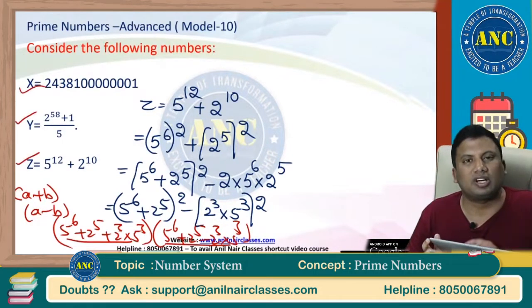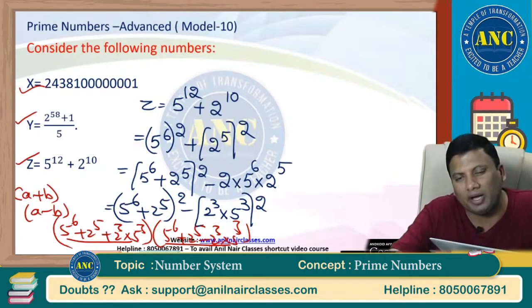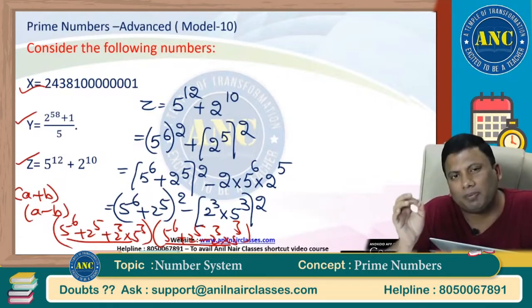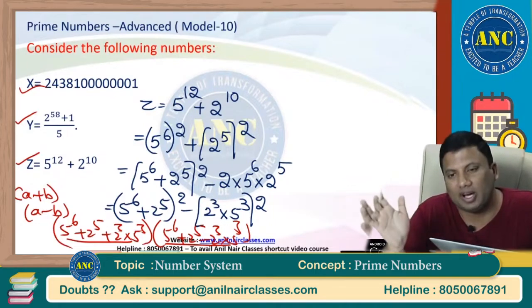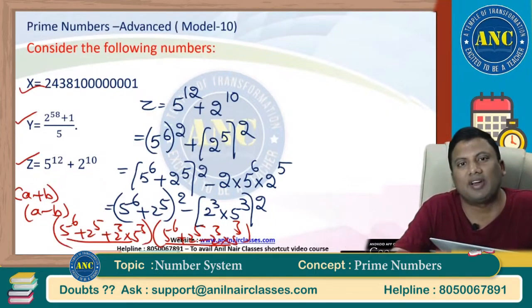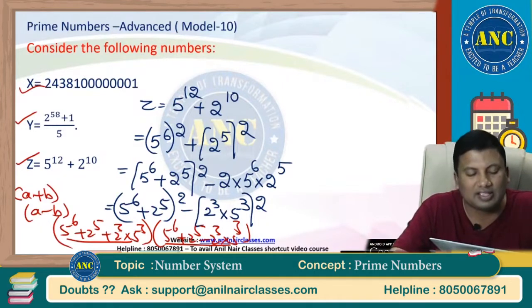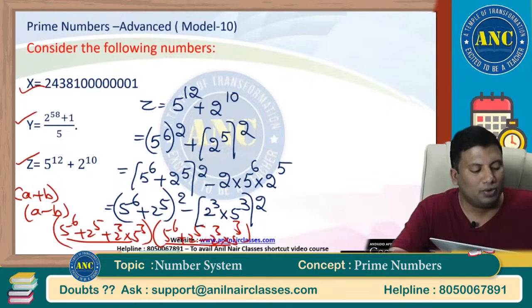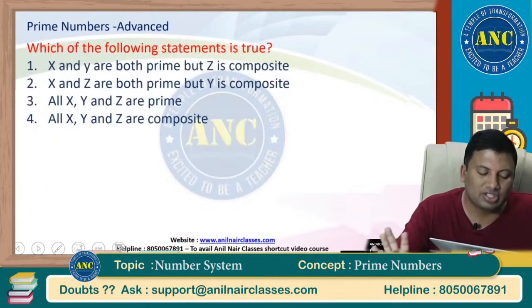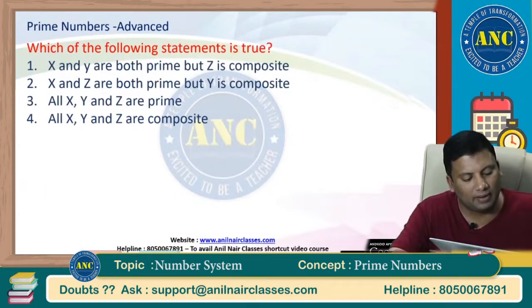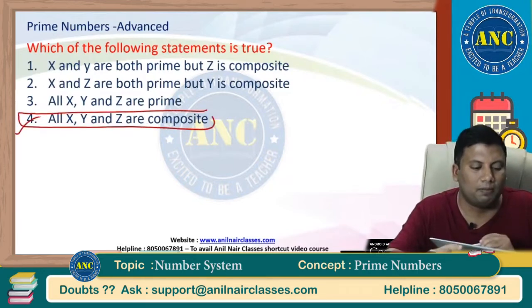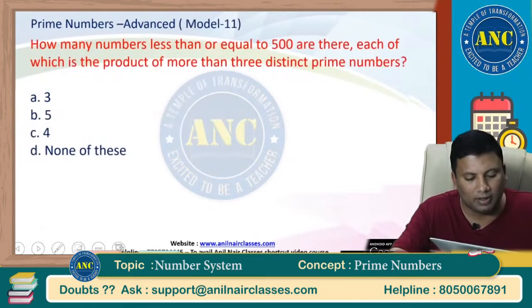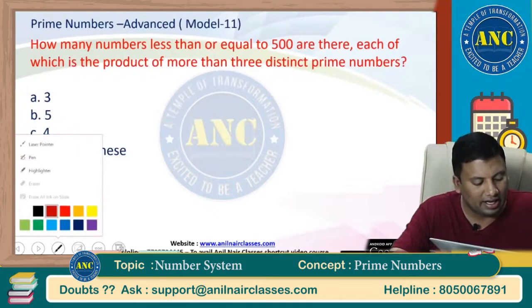Composite, composite, composite. Proving that a number is a prime number is a very complicated problem because it has to go through 237 layers. Every layer it has to fail. If all of them fail, then the number is a composite number. I hope we finish off prime numbers entirely today. All x, y, z are composite. We are at model number 10. I hope the idea is clear.